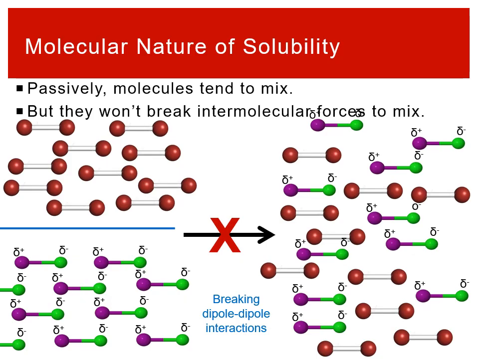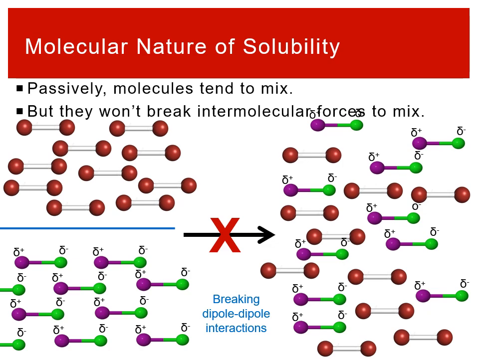The real reason for this is because in order to mix, you would have to break the dipole-dipole interactions that exist between the iodine chloride molecules. Passively, molecules do tend to mix. We'll come back to this later on in the course, but just like your room tends to get dirty, your house tends to get messy, molecules have a tendency to just get mixed up together.